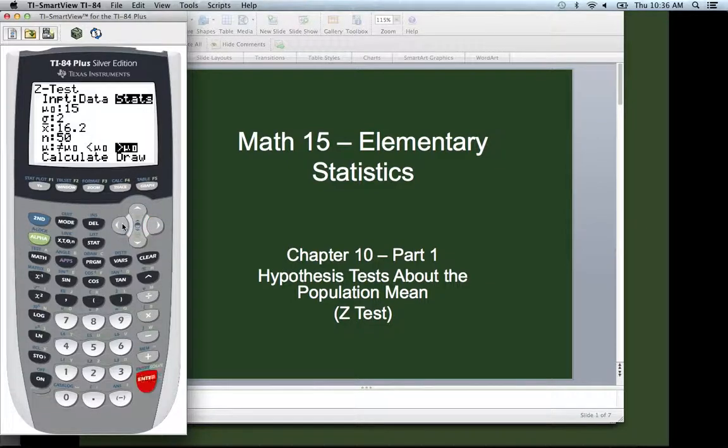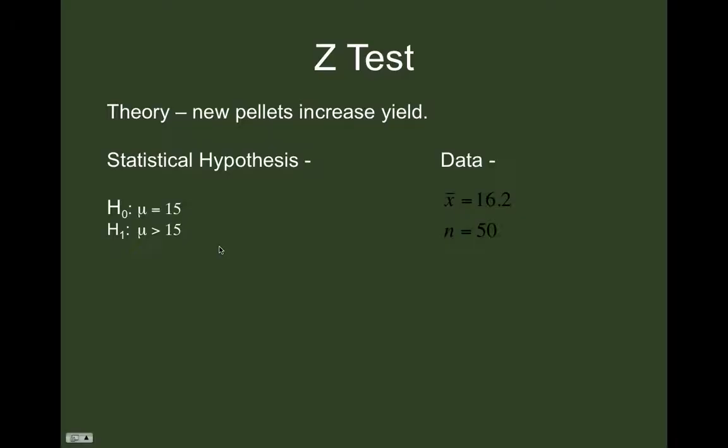Then we say calculate. And what the calculator does is it prints out all of these statistical values. Notice there's the z-score, there's the p-value, and then it also prints out the sample mean and the sample size. More and more, as we go through the course, we're going to be looking at these automated ways to do the hypothesis test on the calculator. But I think it's important to know what's going on behind the scenes.